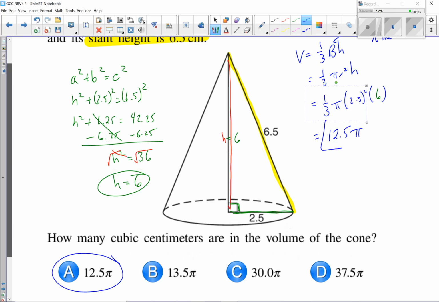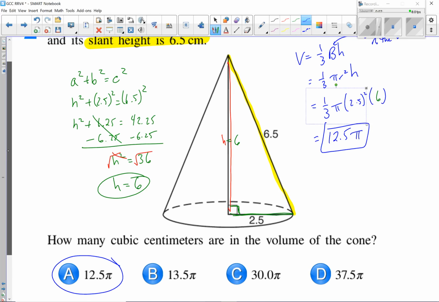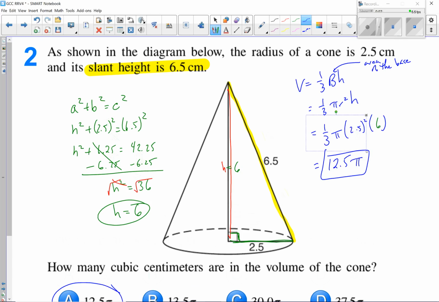So again, you just have to utilize the information that they give you. You have to be careful that you don't just jump in and plug in whatever's in the question. You have to make sure that the information they give you is appropriate for the volume formula that you're trying to use. The other thing you want to make sure you do, and you'll see this in other questions, is make sure the units are the same. Here we've got centimeters and centimeters, so I was able to do that. Sometimes they give you centimeters and inches, or two different units of measure, and you have to convert them so that they are the same.